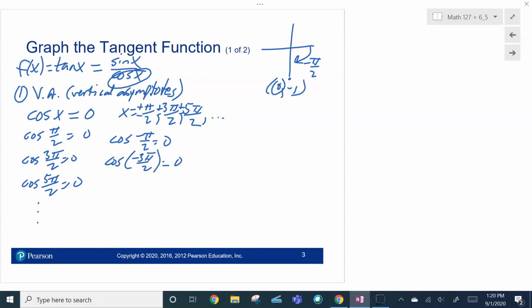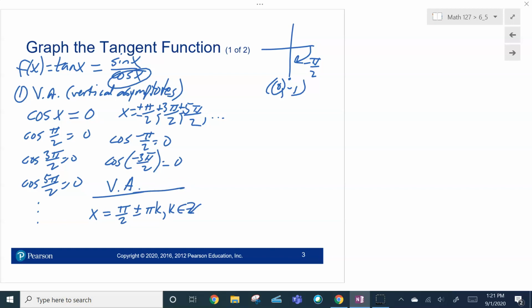I can generalize this. Notice my vertical asymptotes go up by pi each time. It goes pi halves, then 3 pi halves, then 5 pi halves. It goes up by pi each time. So to generalize this, my vertical asymptotes are at pi halves plus or minus pi k, where k is an integer. Okay, that's the general form for that.